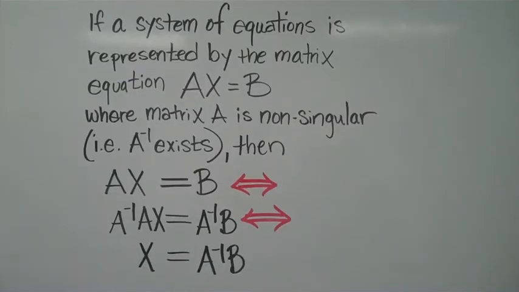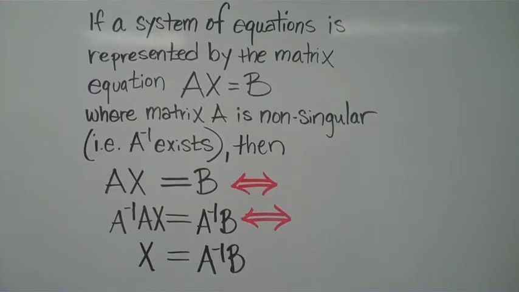Well, more formally, if a system of equations is represented by the matrix equation, matrix A times x equals b, in other words, that will be our matrix of coefficients times matrix of variables equals matrix of answers if we're talking about linear systems, where matrix A is non-singular, in other words, its determinant is not equal to 0, in other words, the inverse exists, then A times x equals b really means the inverse times A times x equals the inverse times b. We've just multiplied both sides by the inverse, and the inverse times A will be our identity, times x just gives us x, which will equal the inverse of A times b.